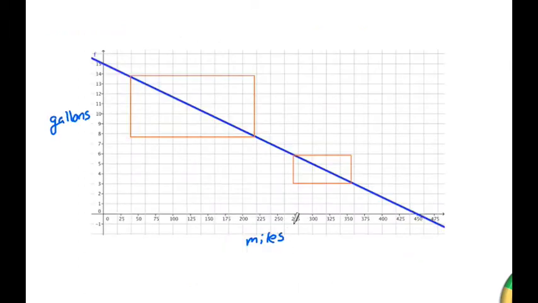The same thing happens here, except instead of going up from your initial point, this one is actually going down. And then we're going to the right over here.